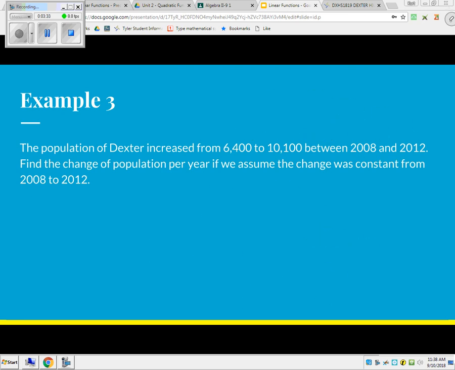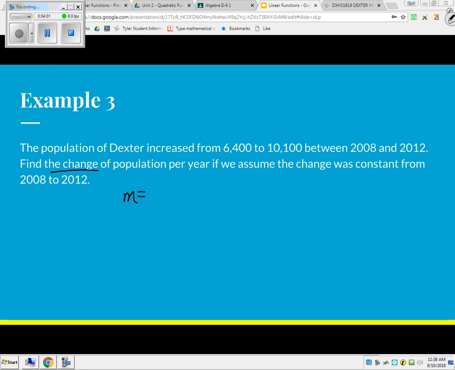Let's try the same thing. I'm going to change up how I word it to you. It says the population of Dexter increased from 6,400 to 10,100 between 2008 and 2012. Obviously going to be a little bit fictional here. Find the change of population per year if we assume the change was constant. Okay? When it says find the change and we're dealing with linear functions, that's just a fancy way of saying find the slope. Find the slope.